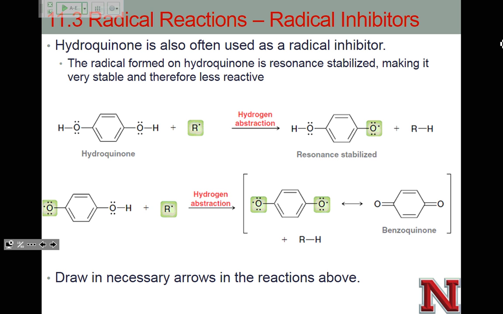Oh, and of course, drawing in those arrows, you should be able to do this. So we have our hydrogen abstraction forming our carbon-hydrogen bond, and then our radical electron is going to be on our oxygen. Then we'll have a second hydrogen abstraction. And then you should also be able to draw your resonance arrows forming a double bond here.